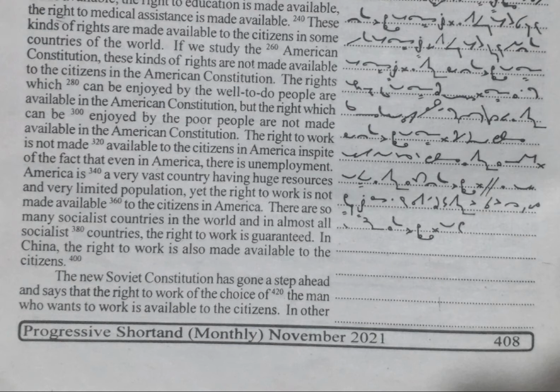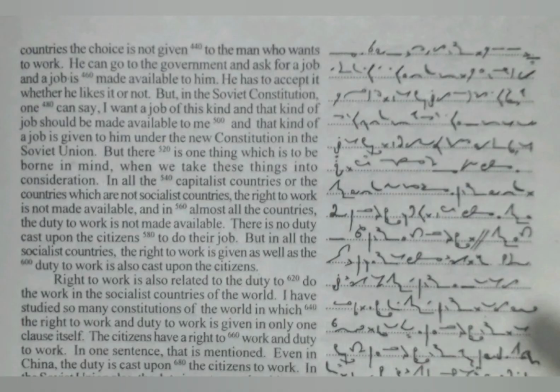The new Soviet constitution has gone a step ahead and says that the right to work of the choice of the man who wants to work is available to the citizens. In other countries, the choice is not given to the man who wants to work. He can go to the government and ask for a job, and a job is made available to him. He has to accept it whether he likes it or not.